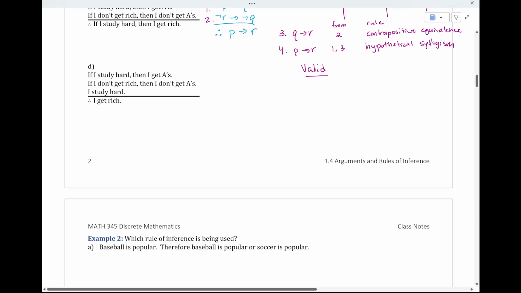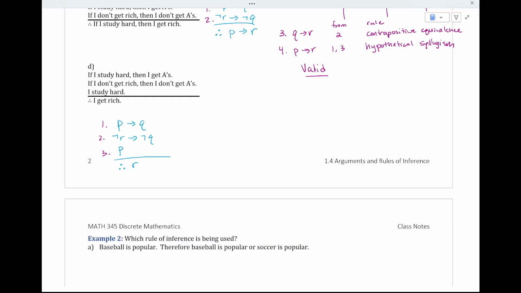Okay, D. If I study hard, then I get A's. If I don't get rich, then I don't get A's. I study hard. Therefore, I get rich. Let's see. If I study hard, then I get A's: P implies Q. If I don't get rich, then I don't get A's: P implies not Q. I study hard: P. Therefore, I get rich: R. So 1, 2, and 3. So I'm trying to prove something about R.